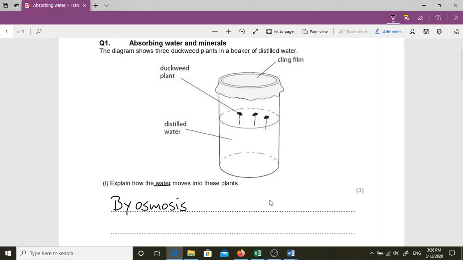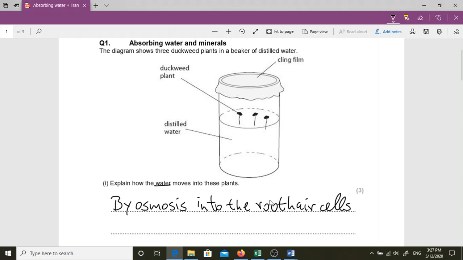Then we need to add where the water goes into the plant, which part actually takes up the water. That is the roots. To be more precise, the root hair cells. So by osmosis into the root hair cells. That is already 2 marks.